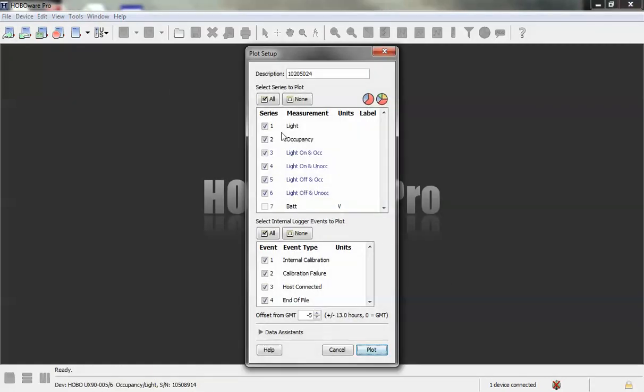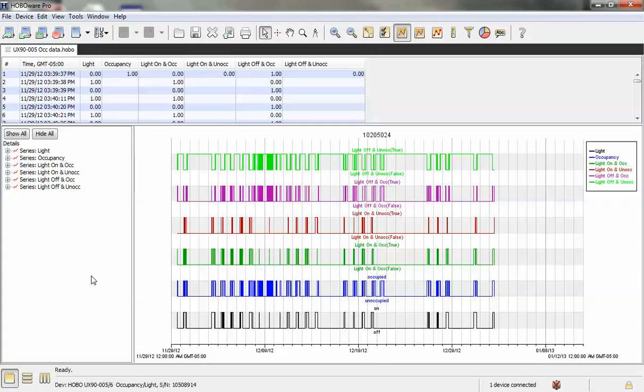And here we can select or deselect what series we want to look at. We can also look at internal events such as internal calibration, when the light sensor was calibrated in the field, when the USB cable was connected. We'll deselect those just for clarity here. Click on plot, and here is our data.